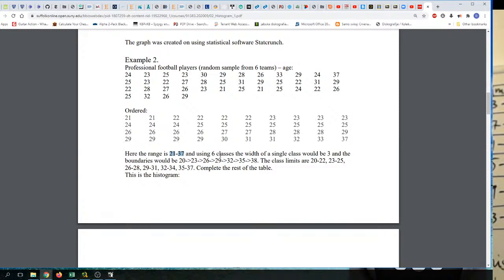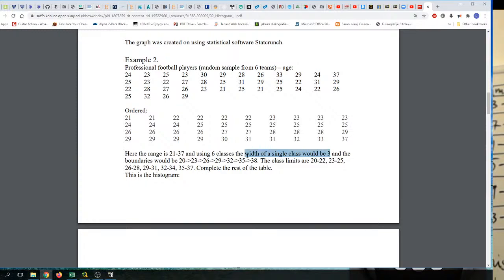The range of the data is from 21 to 37, that is 16. So if I use 6 classes, each one of them with the range 2, I get the range of 12, 6 times 2, and that's not enough to cover the range of 16. So I need to use 3 if I want to use a whole number. So I decided that the width of a single class is going to be 3. Okay? And now I have my boundaries.